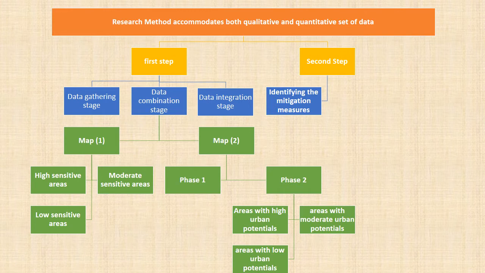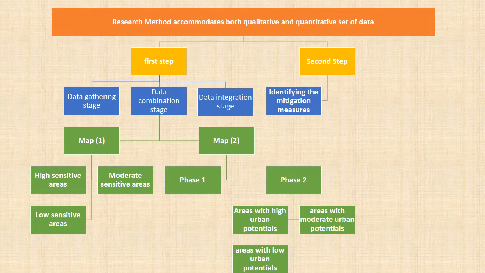This chart shows that the research method accommodates both qualitative and quantitative sets of data, and this is applied in two steps. The first step is divided into three stages. Stage 1 is the data gathering stage, where a set of qualitative and quantitative data is gathered from different sources: maps, statistics, charts, reports, etc.